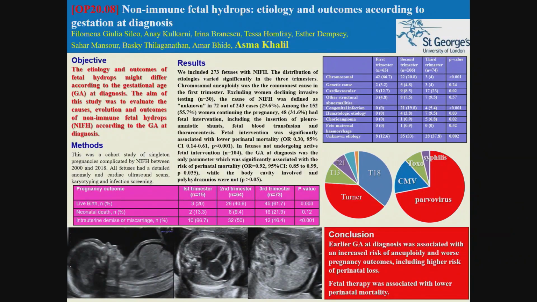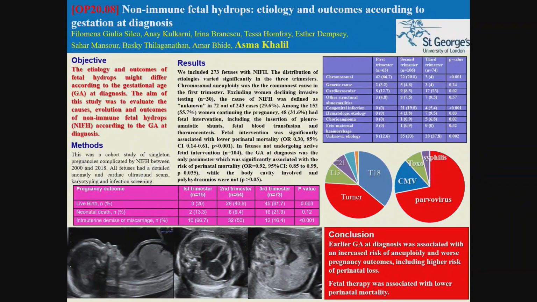Regarding the outcomes, you see in the first trimester, about 2/3 of them ended in miscarriage or intrauterine demise. In the second trimester, about 50% of them ended in intrauterine demise or miscarriage, and 40% were live-born, while in the third trimester, about 60% of them were live-born.